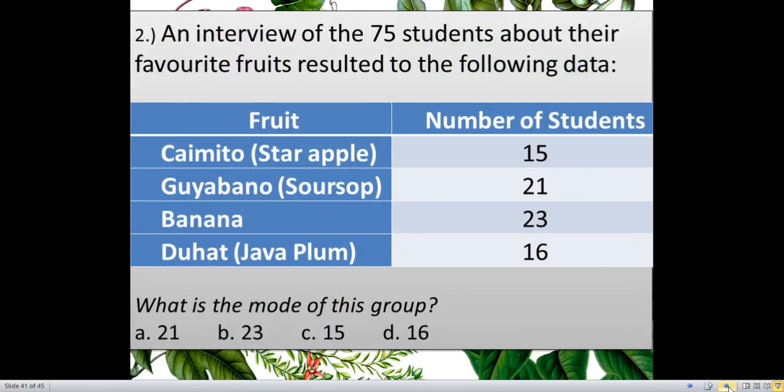Number 2, an interview of 75 students about their favorite fruits resulted in the following data. The fruits are kaimito or star apple, guyabano or soursop, banana, and duhat or java plum. For kaimito we have 15, guyabano 21, banana 23, duhat 16. What is the mode of this group? Okay, if the answer is not in the choices, you can also write it.